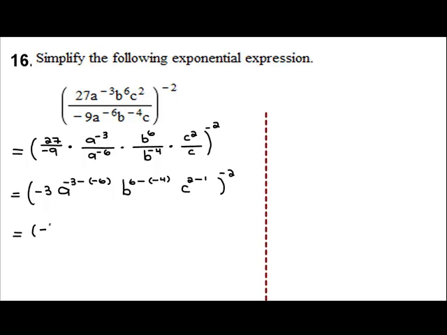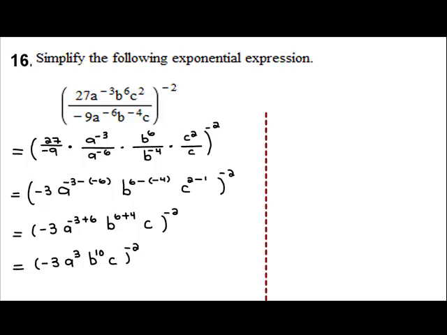We obtain -3a to the -3 plus 6, b to the 6 plus 4, and c to the power of 1, all that to the -2 power. So simplify a little bit more and we have -3, a to the 3rd power, b to the 10, and c to the -2.